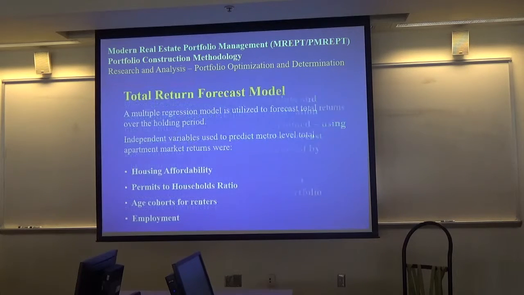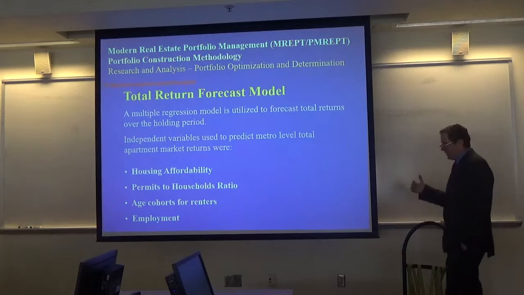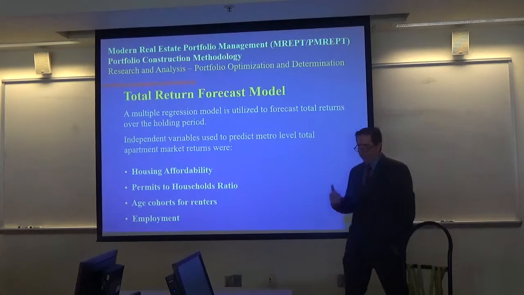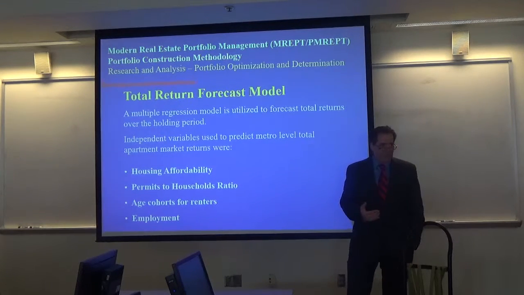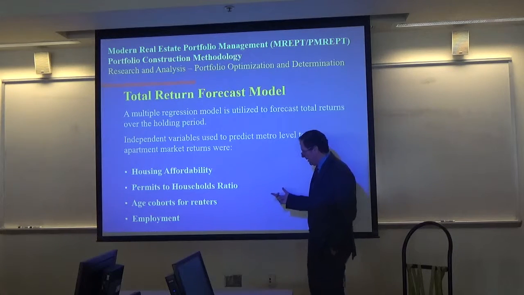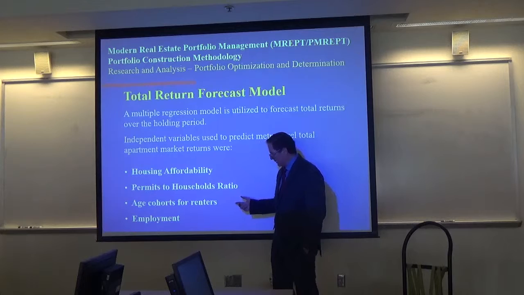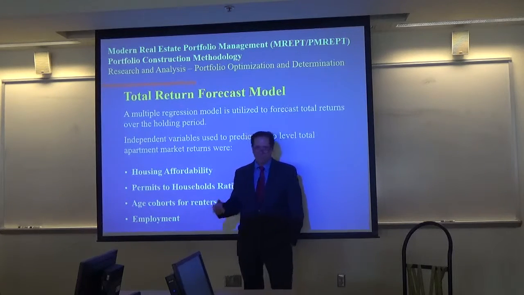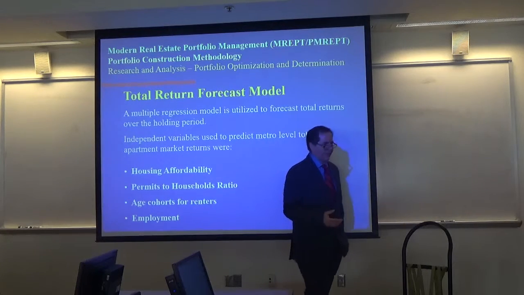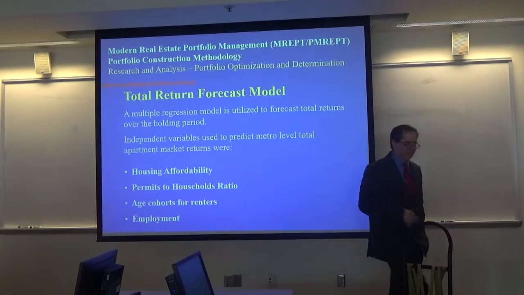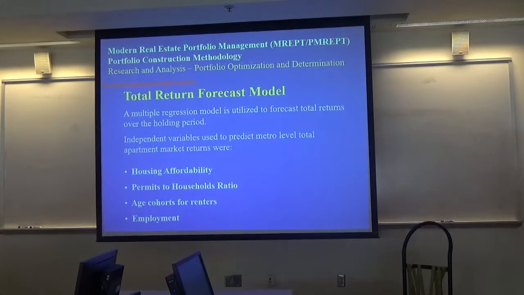So the total return forecast model, again, we did the literature review, we tested the variables using correlation and regression, and we found out that total affordability, permits to household ratios, age cohorts for renters, and employment were the most statistically significant independent variables to predict the returns for the different metro areas.